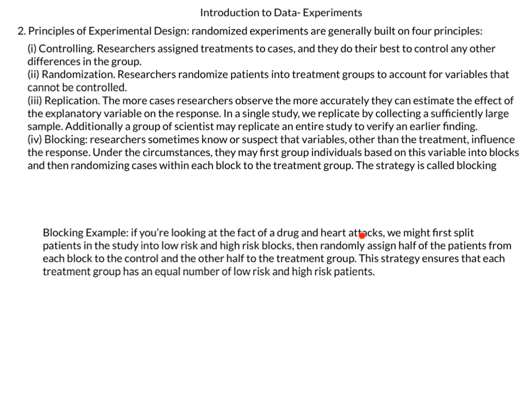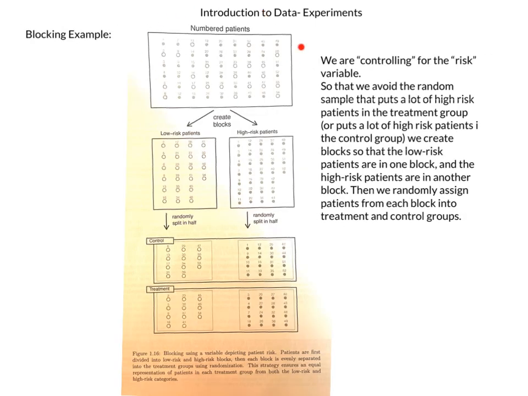So to prevent this, we might first split our patients in the study into low-risk and high-risk blocks, then randomly assign half of the patients from each block to the control and the other half to the treatment group. And this strategy ensures that each treatment group has an equal number of low-risk and high-risk patients. There's a little diagram that goes with this example. This diagram is in your book.